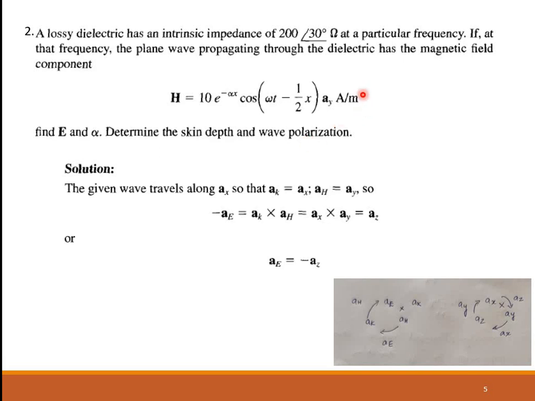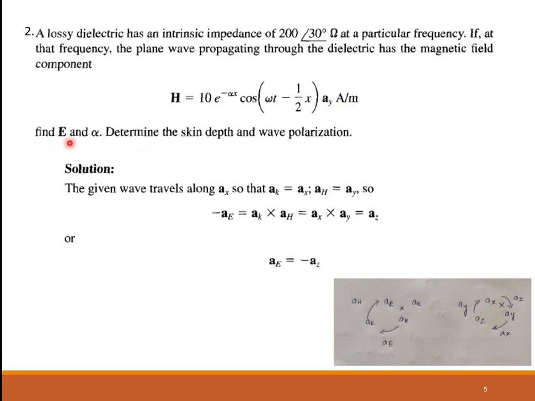So as I mentioned earlier, what is the information that we get from here? This 10 stands for H0, which is the maximum amplitude of the magnetic field. e raised to minus alpha x cos of omega t minus beta x, where beta is equal to 1 by 2 x. So what does this imply? The wave is propagating, that is a_k, which represents the direction of propagation of the wave. That is in which direction? The positive x direction, because the sign here is minus. The wave propagation is in the positive x direction, and the variation of the magnetic field component is in the y direction, and the unit is ampere per meter.